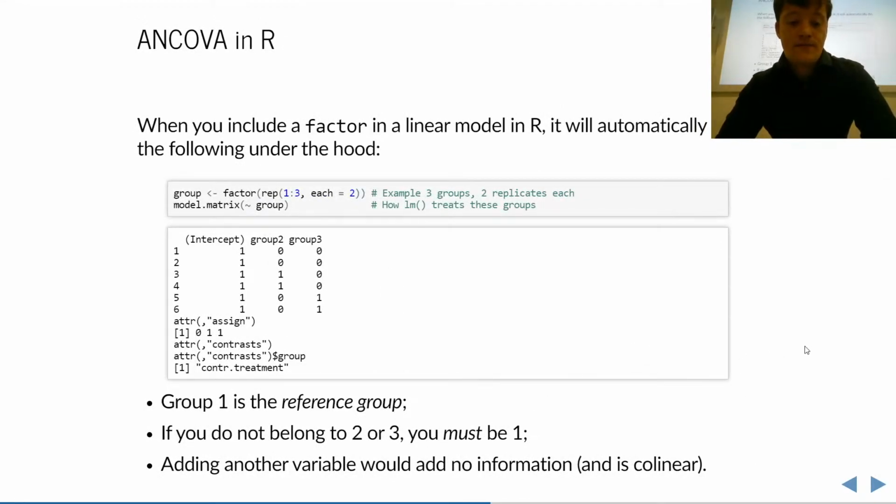Okay, this is called the reference group. If you don't belong to either of the other ones, you must be the remaining one. So you don't need 3 variables, and in the second lecture we'll see that you can't even add a third variable for it, because that is called collinear.